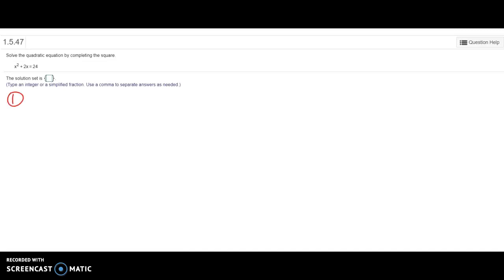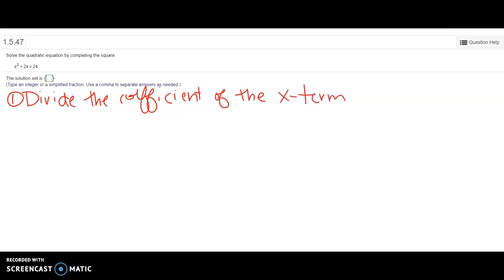The first step is to divide the coefficient of the x term by 2. So we're going to take the coefficient of the x term, which is 2, and we're going to divide it by 2. Not by 1, by 2.